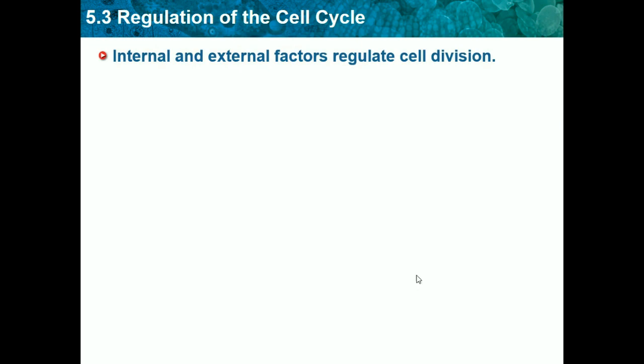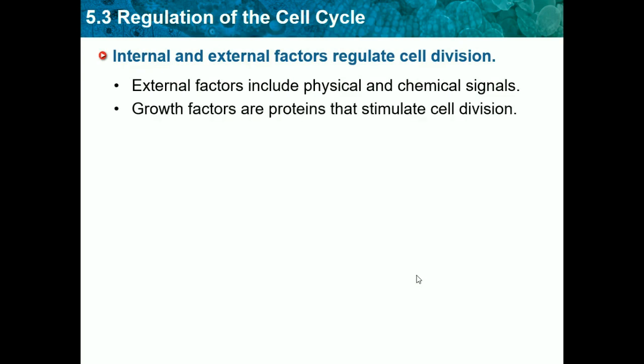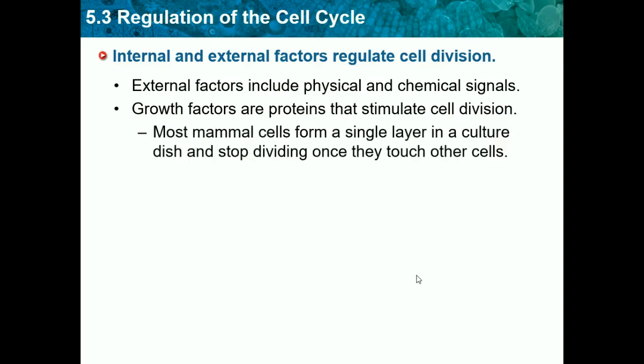So internal and external factors regulate cell division, which is pretty obvious because internal and external factors affect basically anything you do. So external factors include physical and chemical signals, so basically what our body produces for it. And growth factors are proteins that stimulate cell division, which would be an internal factor because it's inside the cell. It's already there, the proteins that stimulate it.